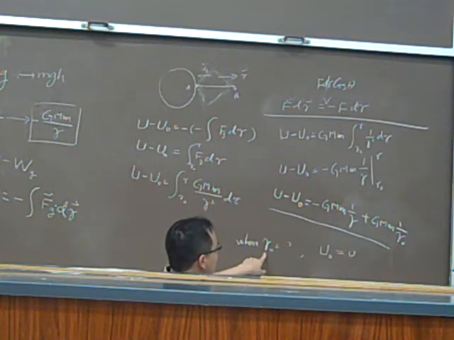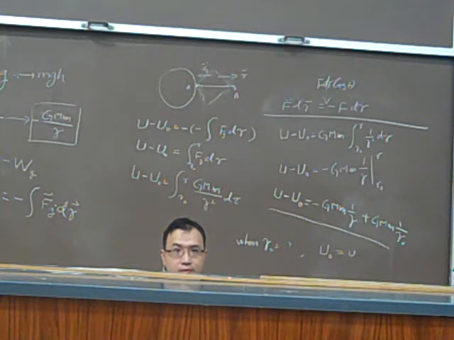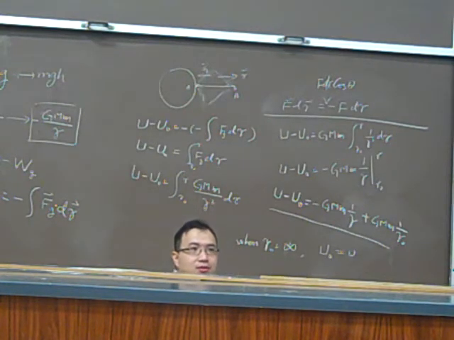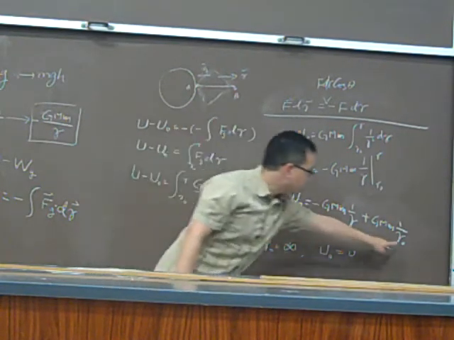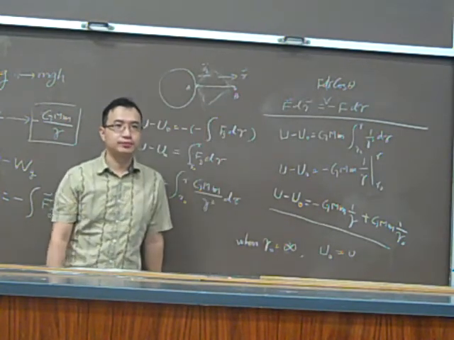What value are you going to choose for R naught to set U naught equal to 0 and give you the simplistic equation? Infinity. Can you see that? Can you help me explain why I want to put R naught equal to infinity, so that U naught equals 1 over infinity, which is 0?